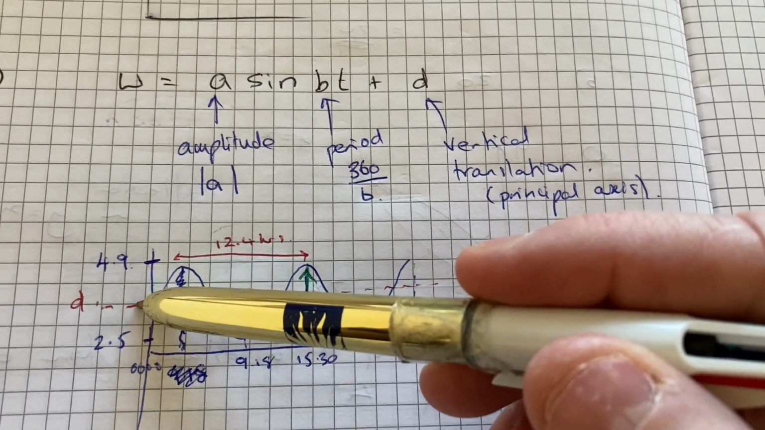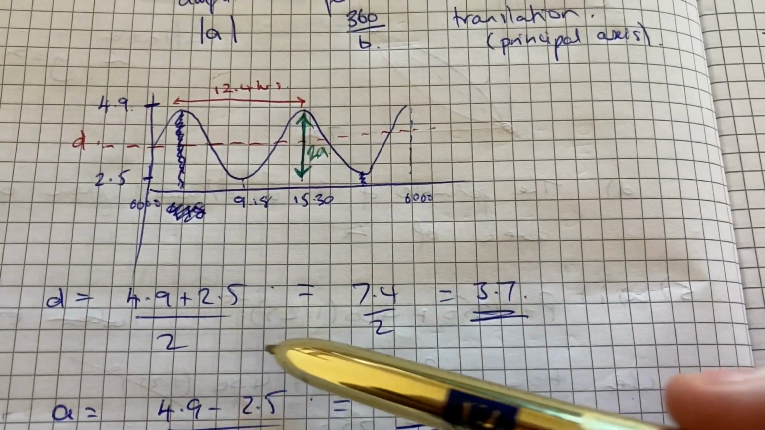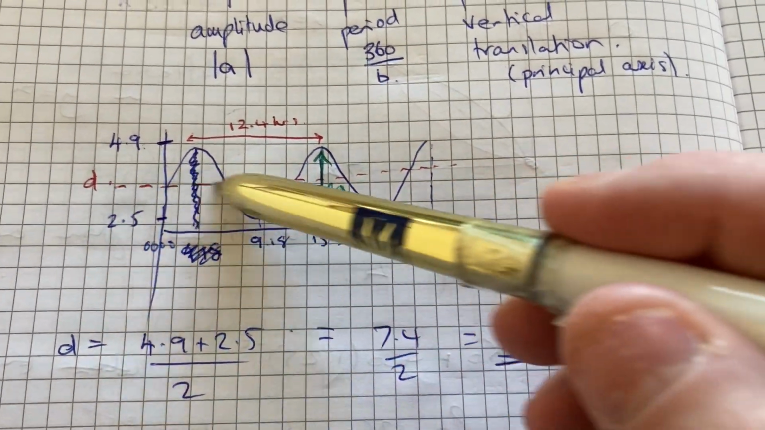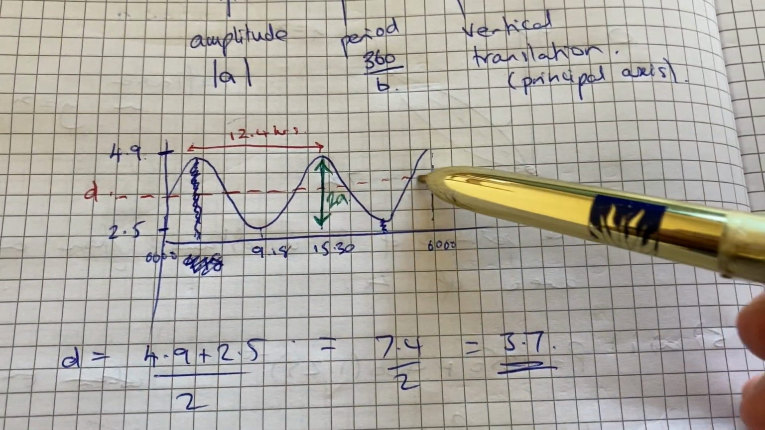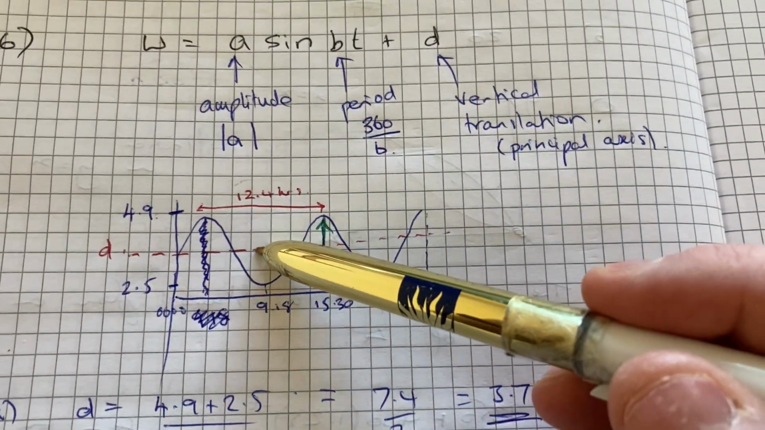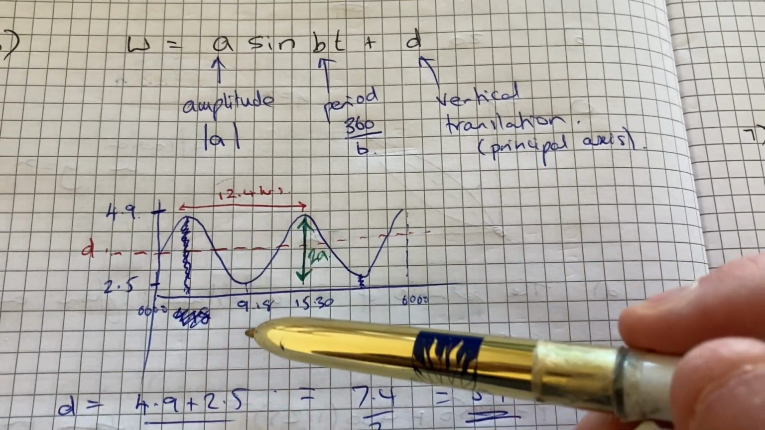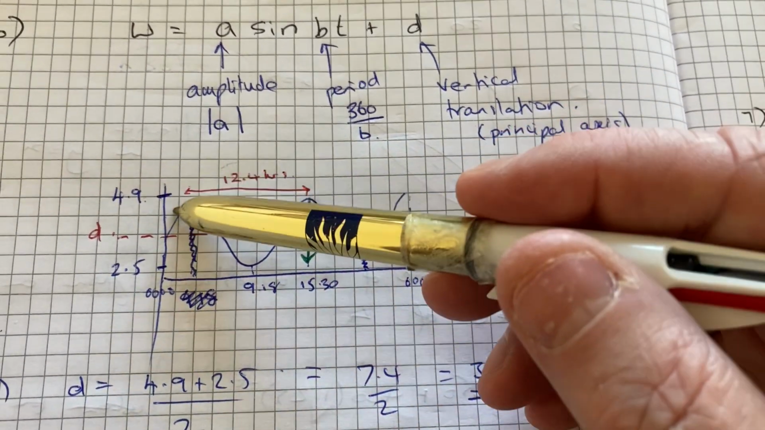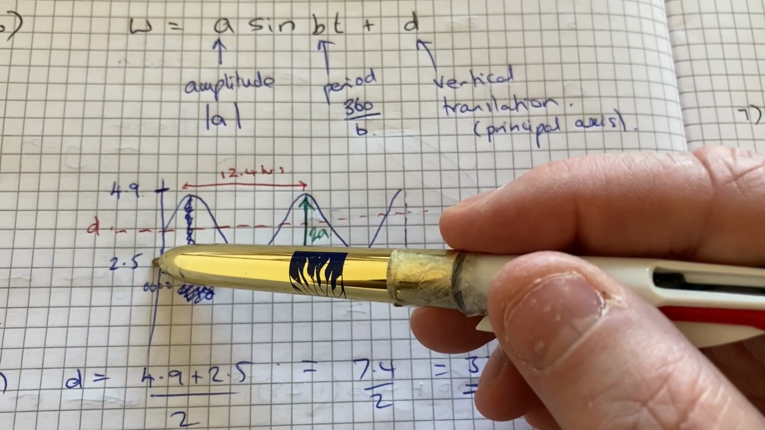Now the D value is this line of symmetry, or the principal axis that's called, which is halfway between 4.9 and 2.5. So add the two together, this comes out to be 7.4, and half it. So this line of symmetry here, or the principal axis, the D value that goes on the end of this equation is 3.7.